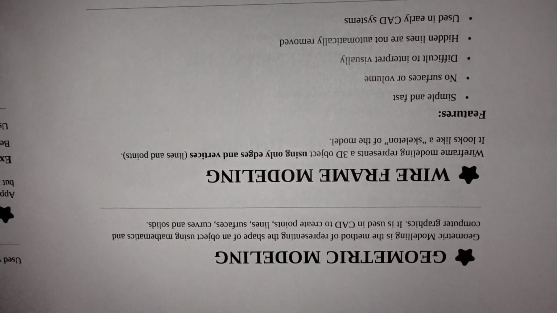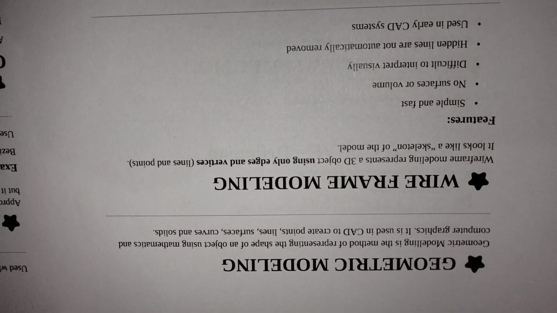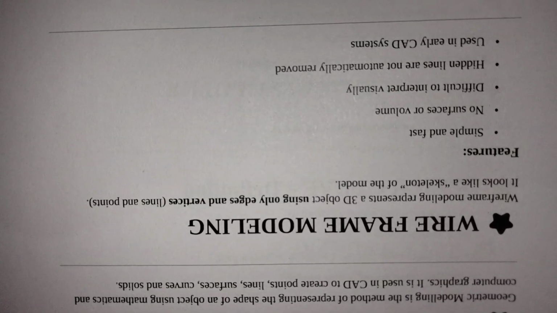Geometric modeling. Geometric modeling is a method of representing the shape of an object using mathematics and computer graphics. It is used in CAD to create points, lines, surfaces, curves, and solids. Wireframe modeling. Wireframe modeling represents a 3D object using only edges and vertices, lines, and points.